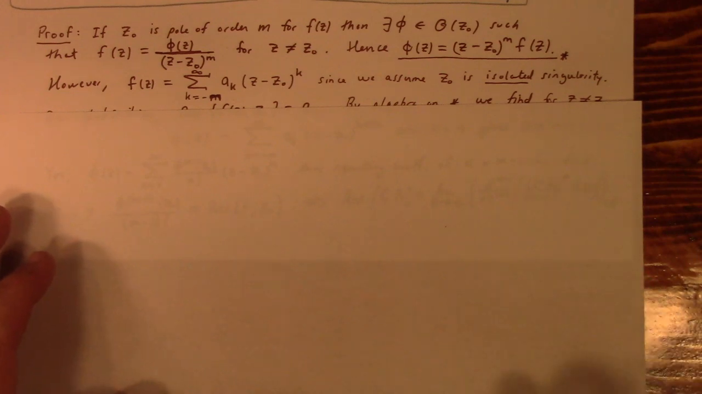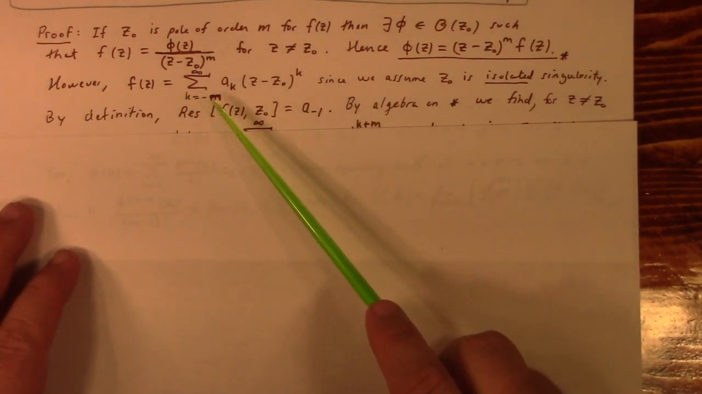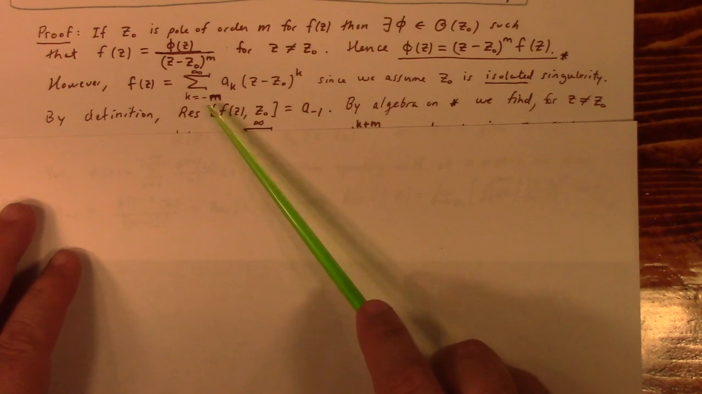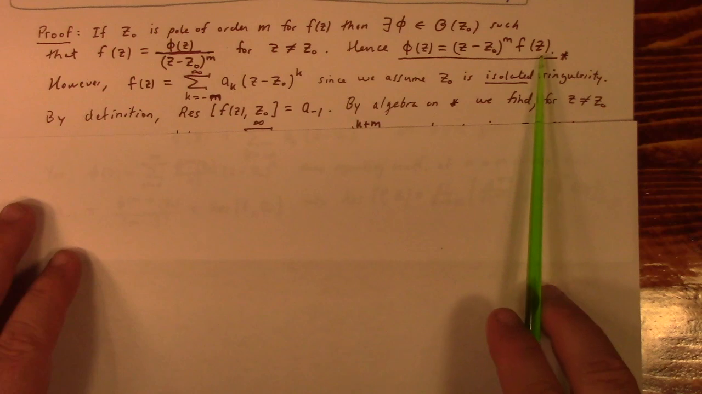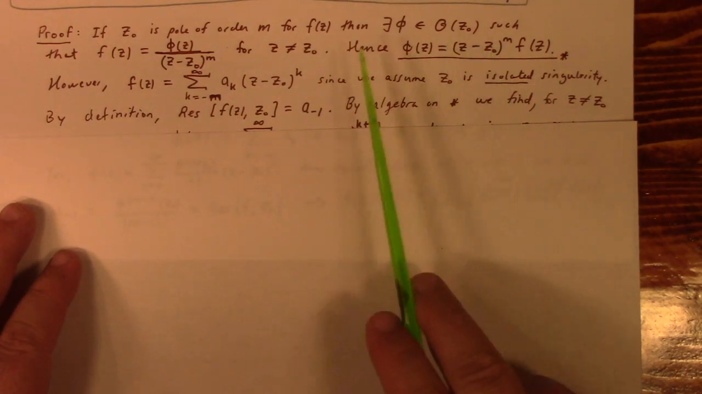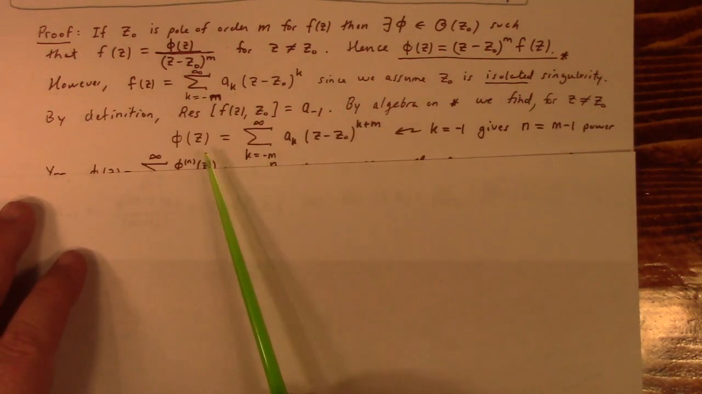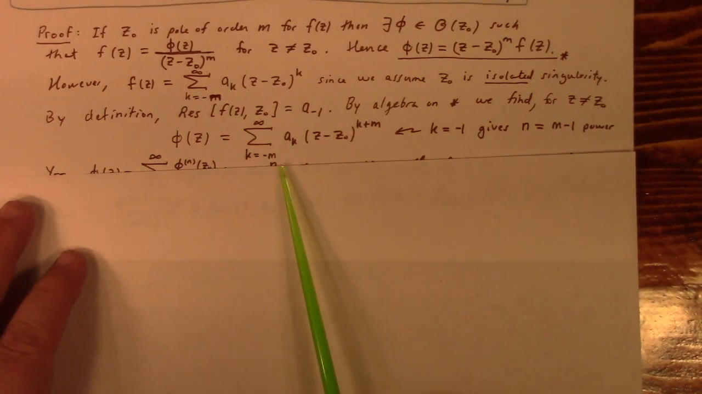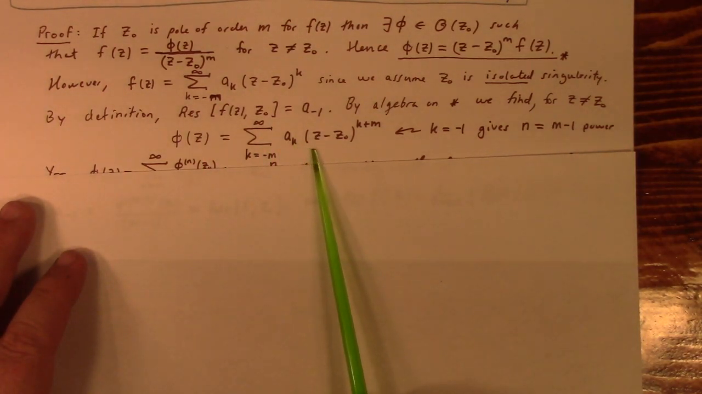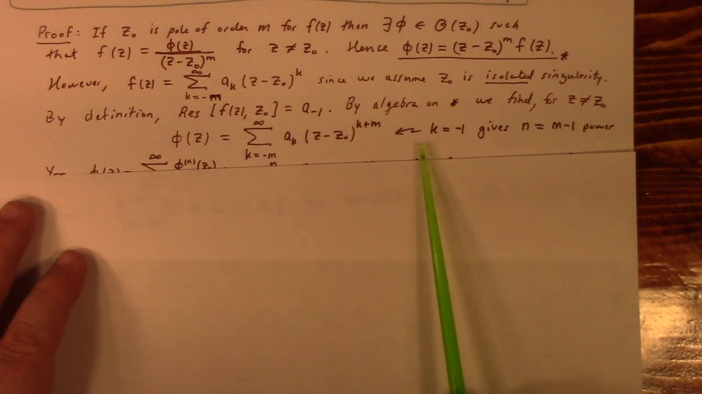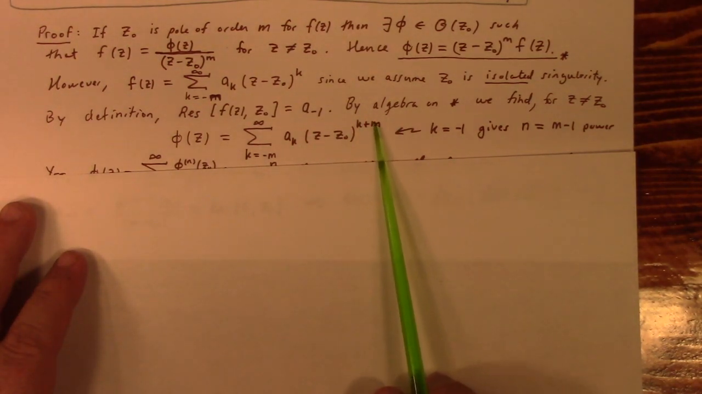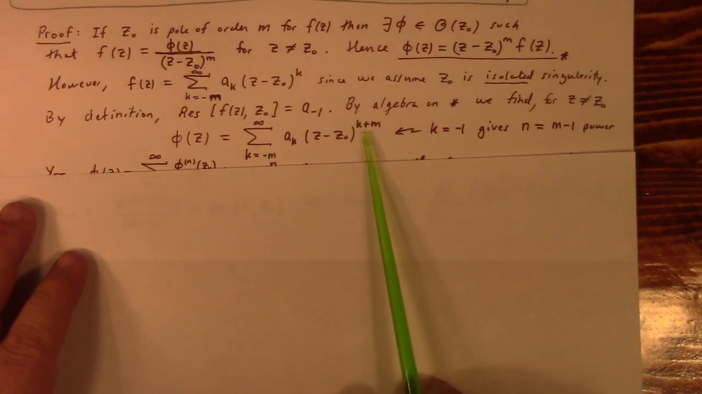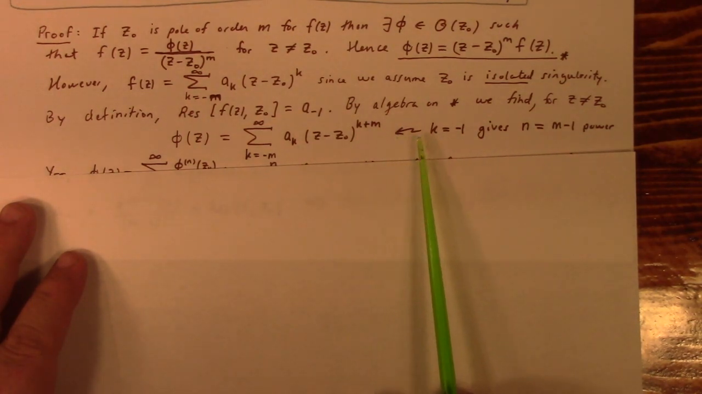And then, by definition, the residue is the minus 1 coefficient of the Laurent series centered at the point, right? And by algebra, on star right here, basically just multiply the z minus z naught to the m into that. That gives you this formula. Phi of z is equal to the sum k equals minus m to infinity of a sub k times z minus z naught to the k plus m power. And so we're interested in the residue. That's what we're trying to calculate here. And the residue comes from when k equals minus 1, which is when the power here, let's call it n, is equal to m minus 1.